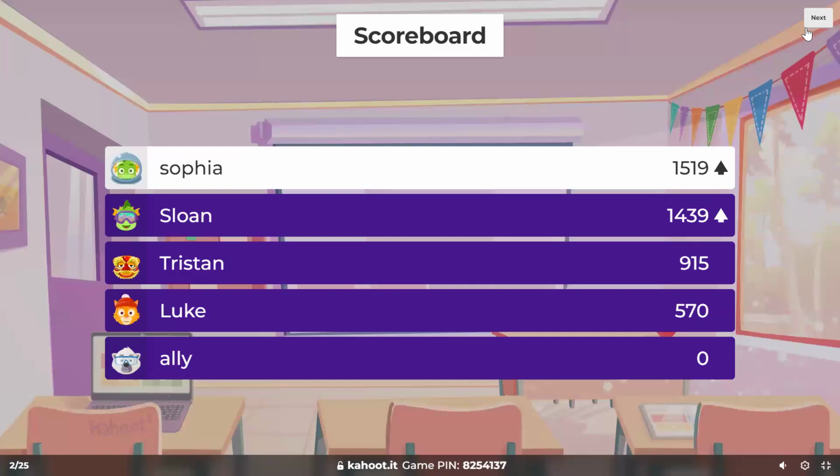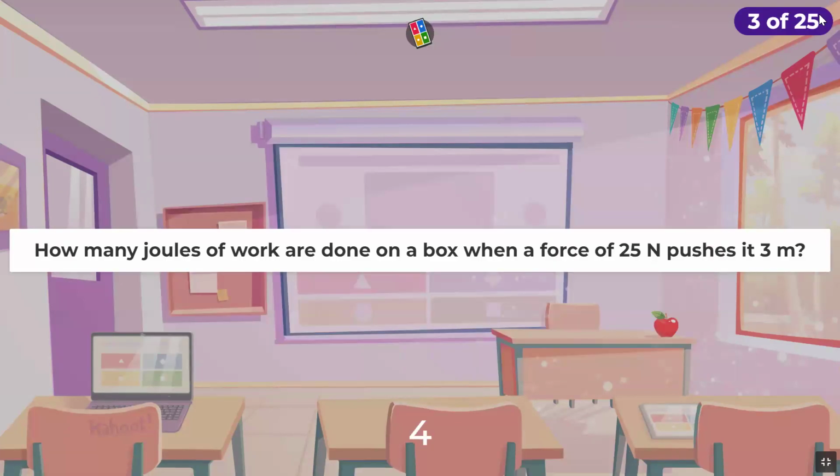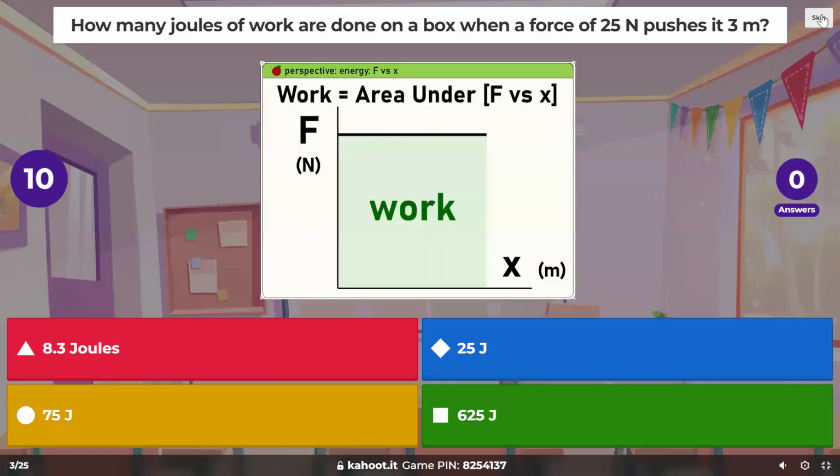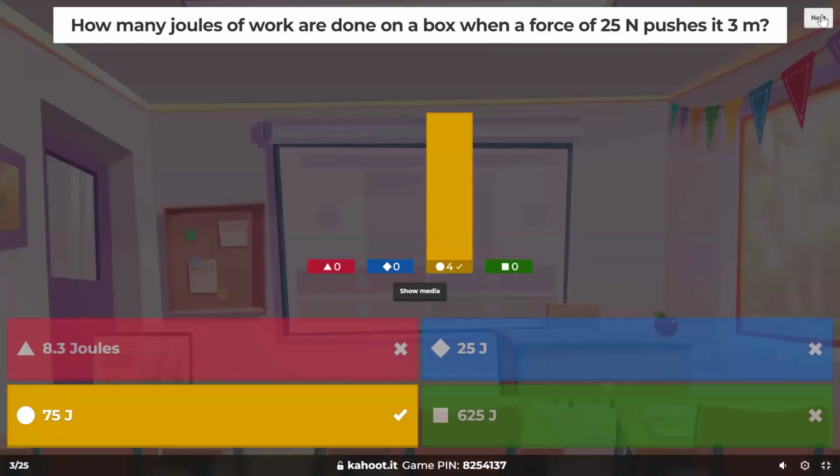Here we go. All right, we got Luke, Tristan, Sloan, Sophia. How many joules of work are done on a box? Force 25 newtons, push 3 meters. 75 joules. Right, so as long as the force is constant, you can just do force times distance.